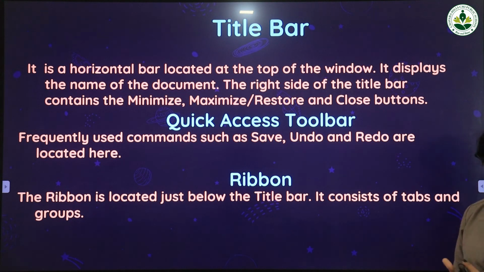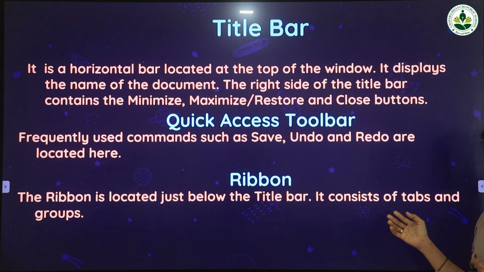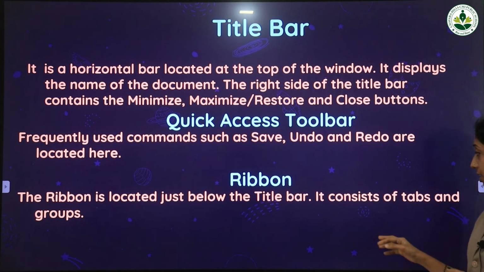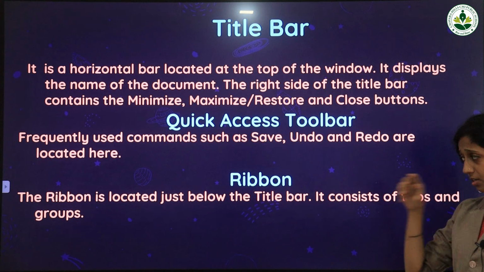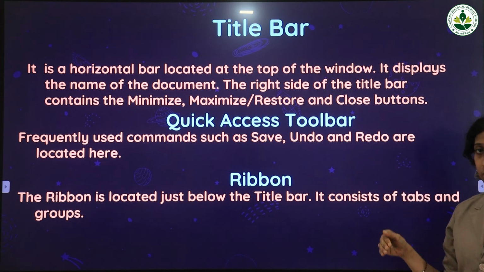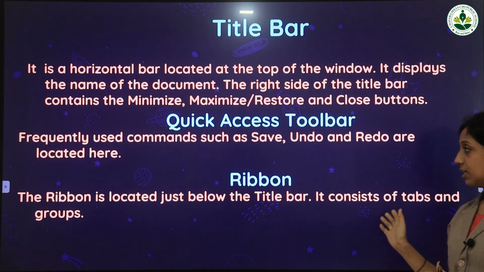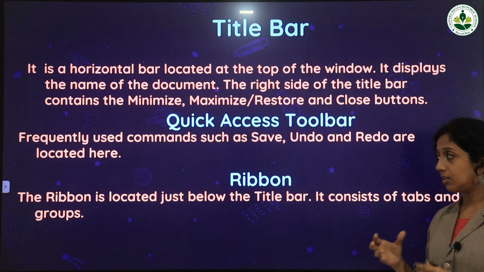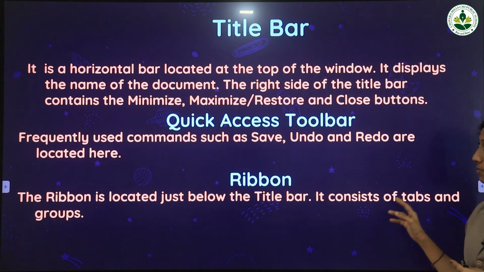Third is the ribbon. Ribbon is located just below the title bar. It consists of tabs and groups. The long area that you can see below the title bar is the ribbon. It consists of many tabs and each tab consists of many groups.